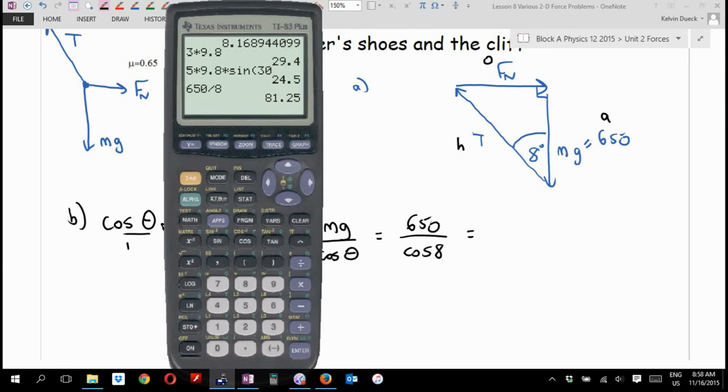You get 81.3 newtons? Sorry? Oh, I didn't do the 8. Jeez. Let's try that again. That looks way better. 656 newtons.